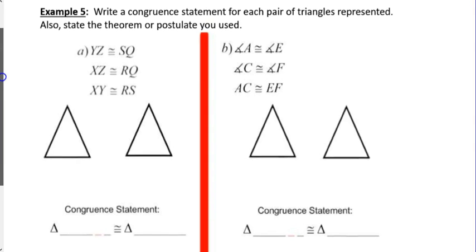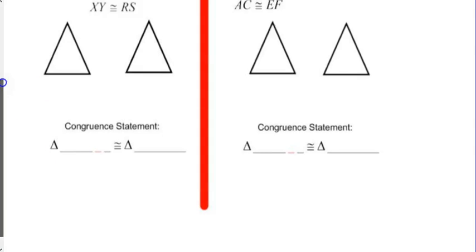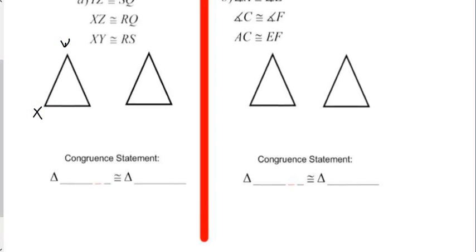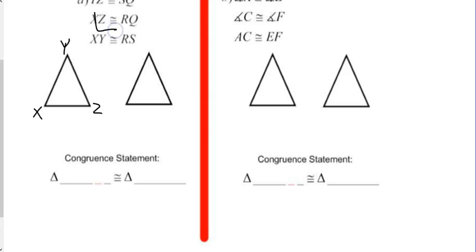All right, writing congruent statements for each pair of triangles. Well, first off, I'm just going to label these. Okay? So we have X, Y, and Z. I'll put X here, Y here, and Z here. Now, what does X line up with? X matches up with R. What does Y line up with? S. And that means Q lines up with Z.